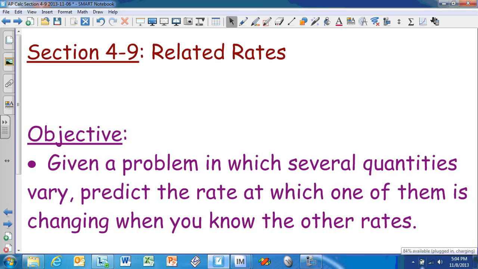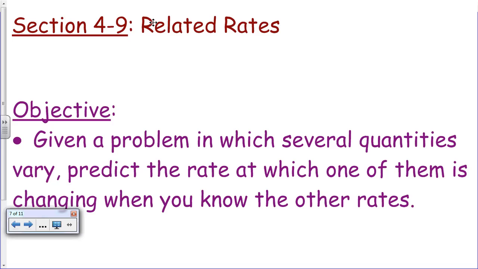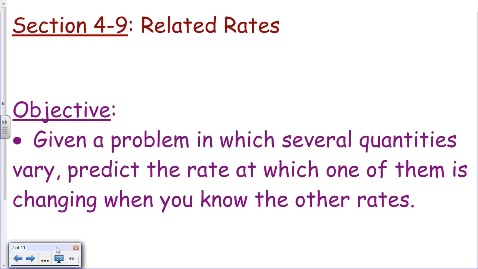Section 4-9 is on related rates. And again, the objective of this section is, given a problem in which several quantities vary, predict the rate at which one of them is changing when you know the other rates.